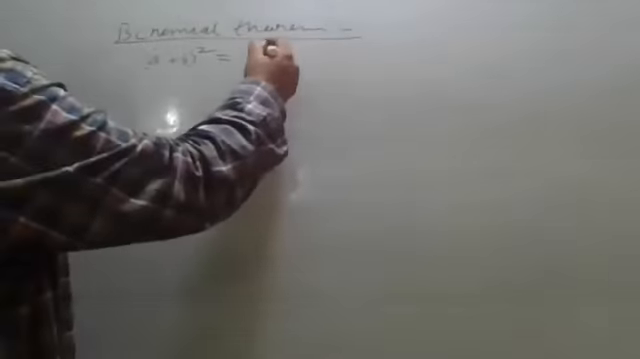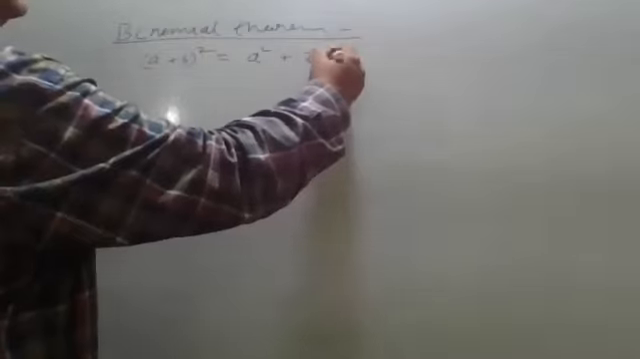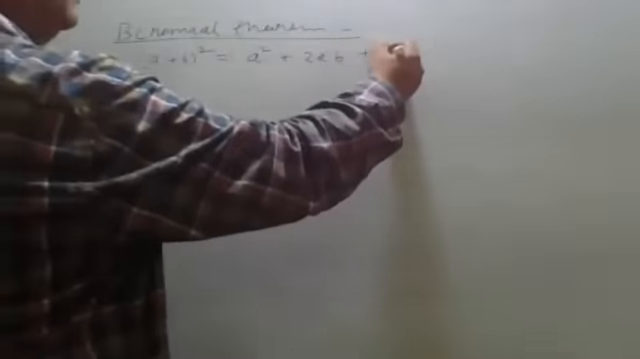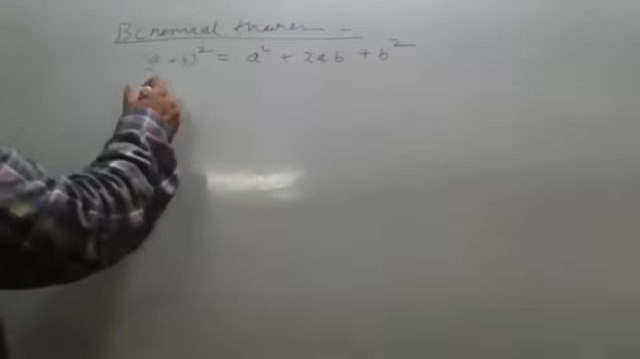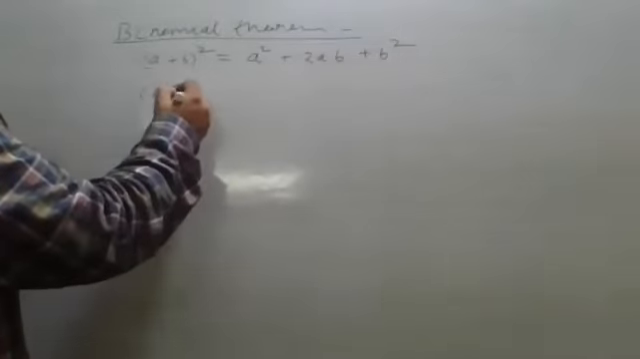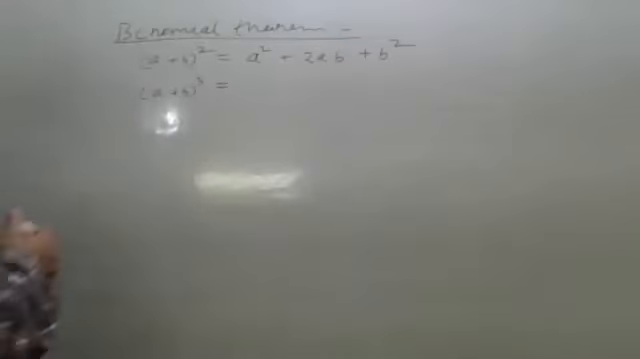(a + b)² is a² plus what? It is a² + 2ab + b². We should write the expansion in the form of decreasing powers of a and increasing powers of b. Okay? Again, if you write the expansion of (a + b)³, what could it be?